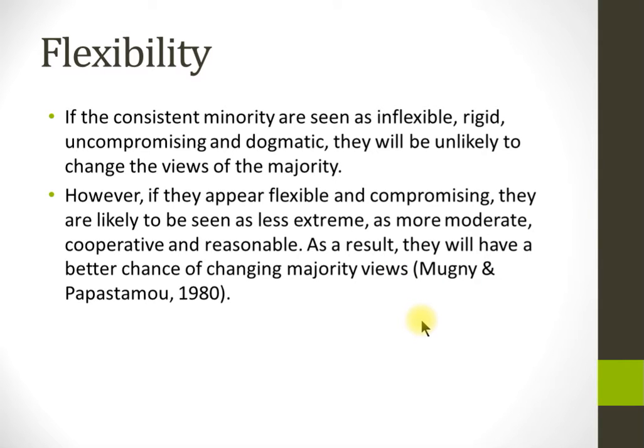Flexibility. We have to be careful with consistency though, because it can seem rigid and dogmatic. The key is to be consistent but flexible and compromising. And these 2 variables have been shown to increase the effectiveness of minority influence. We must also appear to be reasonable and cooperative.